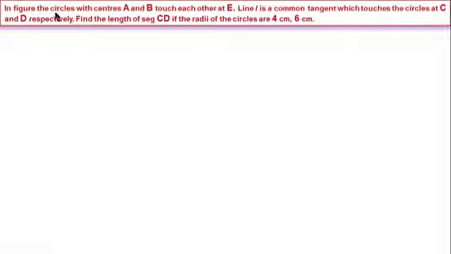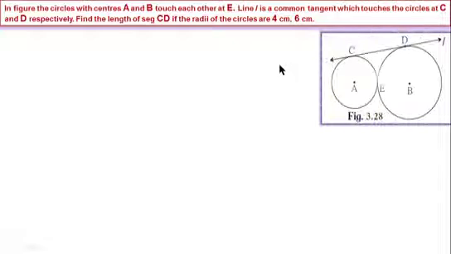In the figure, the circles with centers A and B touch each other at E. Line L is a common tangent which touches the circles at C and D respectively. Find the length of segment CD if the radii of the circles are 4 cm and 6 cm. See this figure.